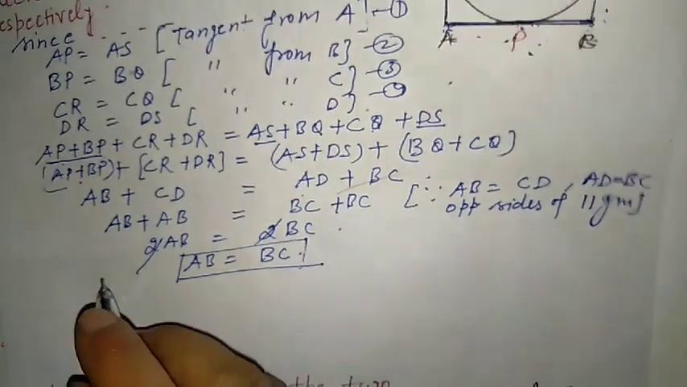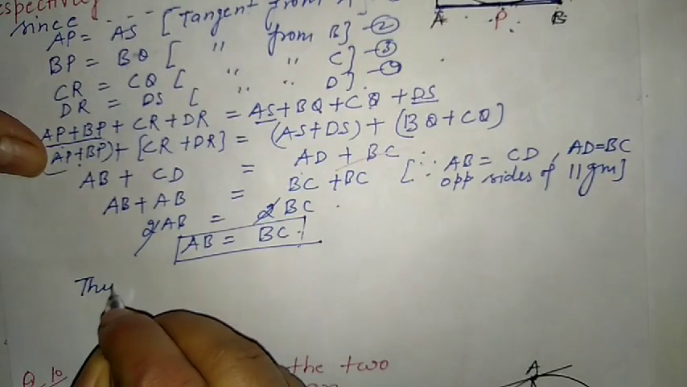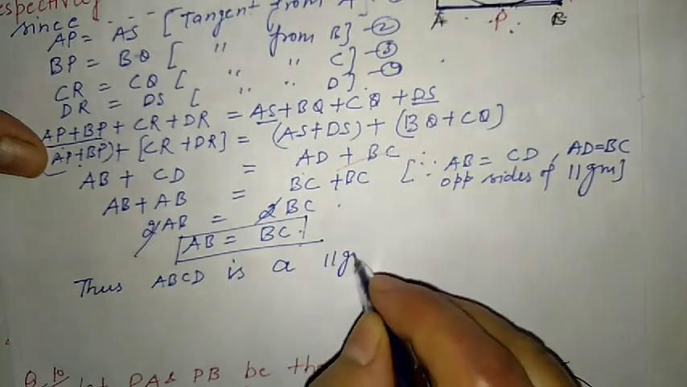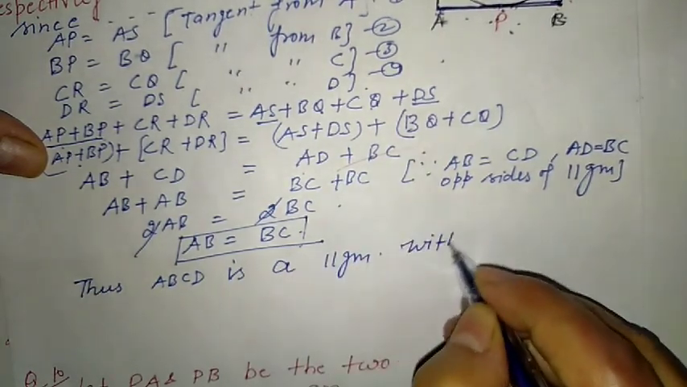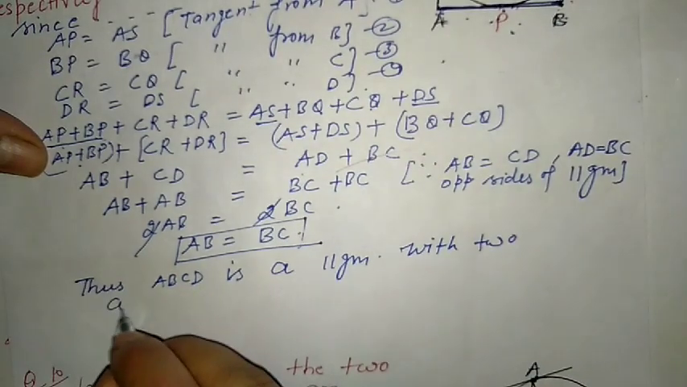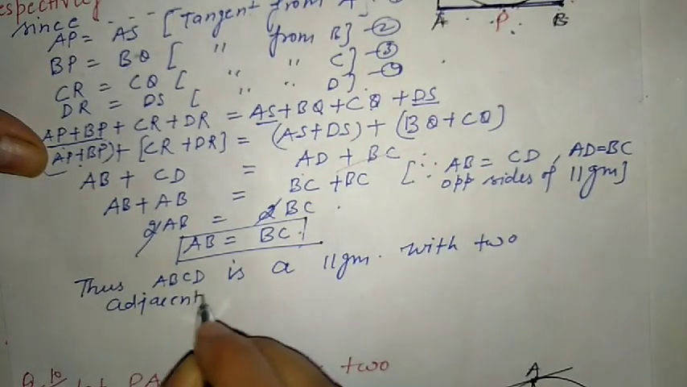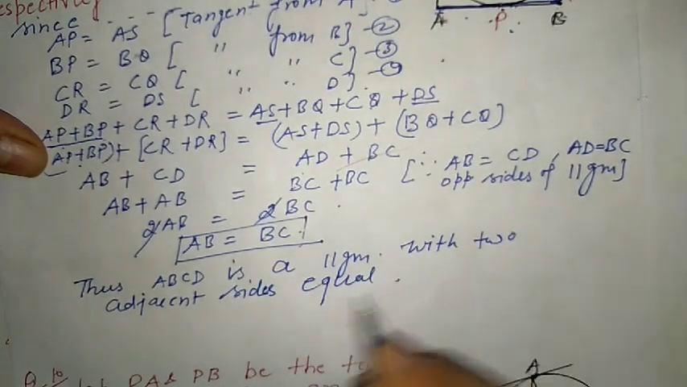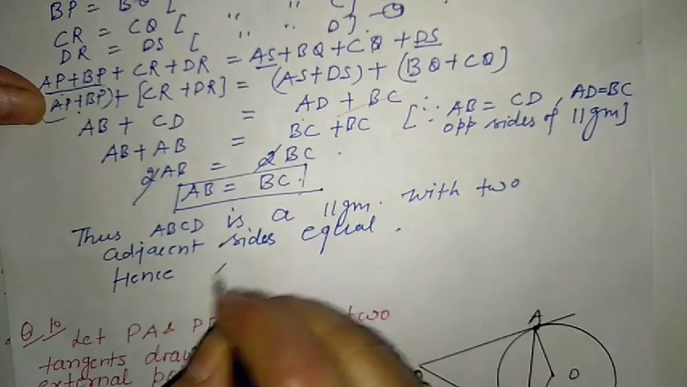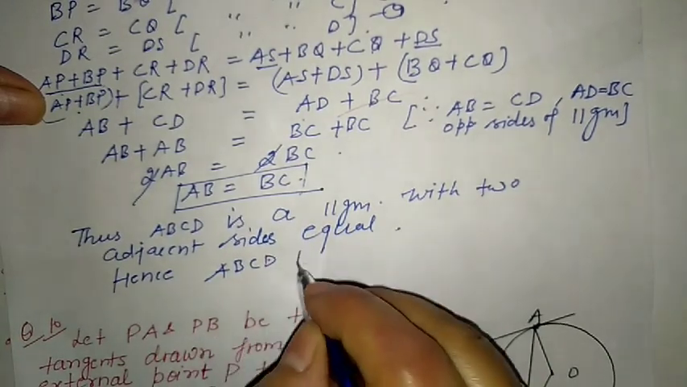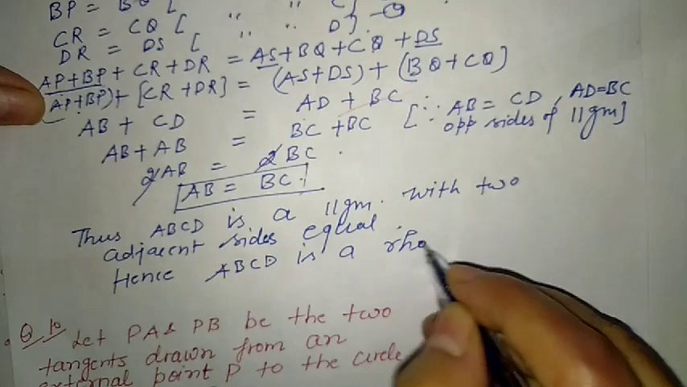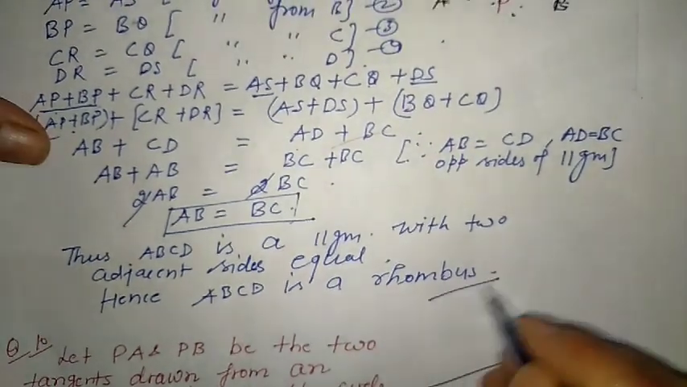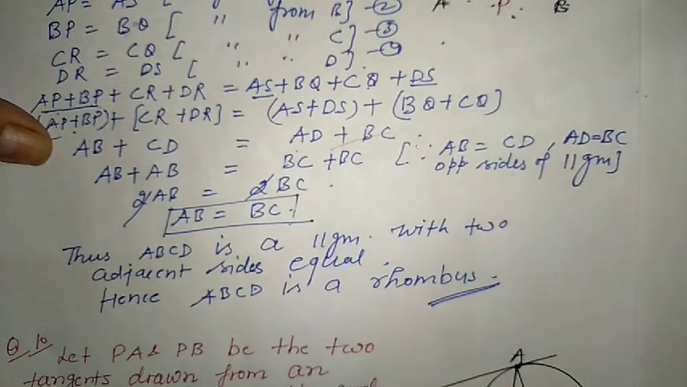So we can write at the last that thus ABCD is a parallelogram with two adjacent sides equal. Hence ABCD is a rhombus. This is here. Now I will take the next question in next video.